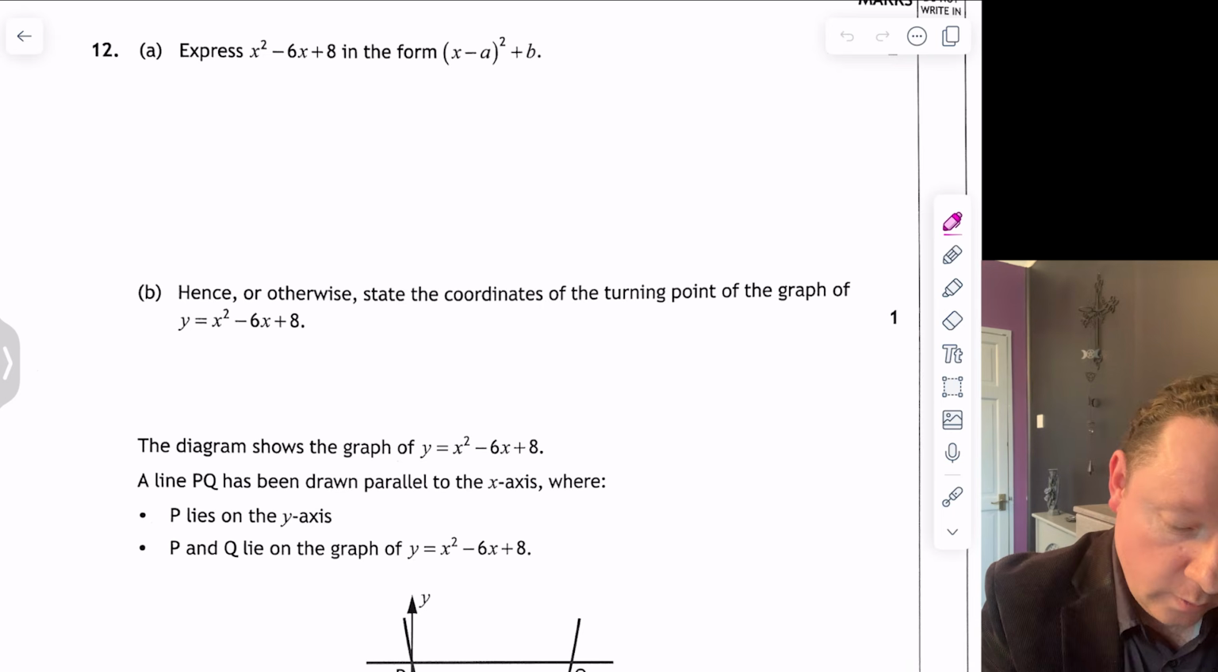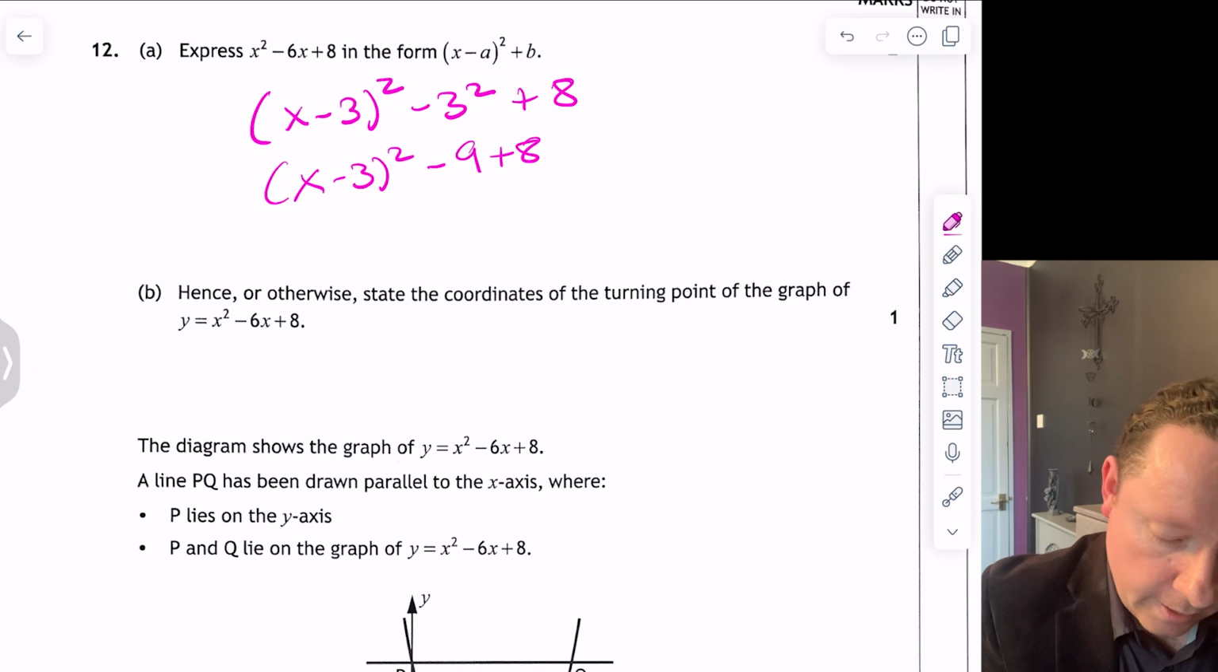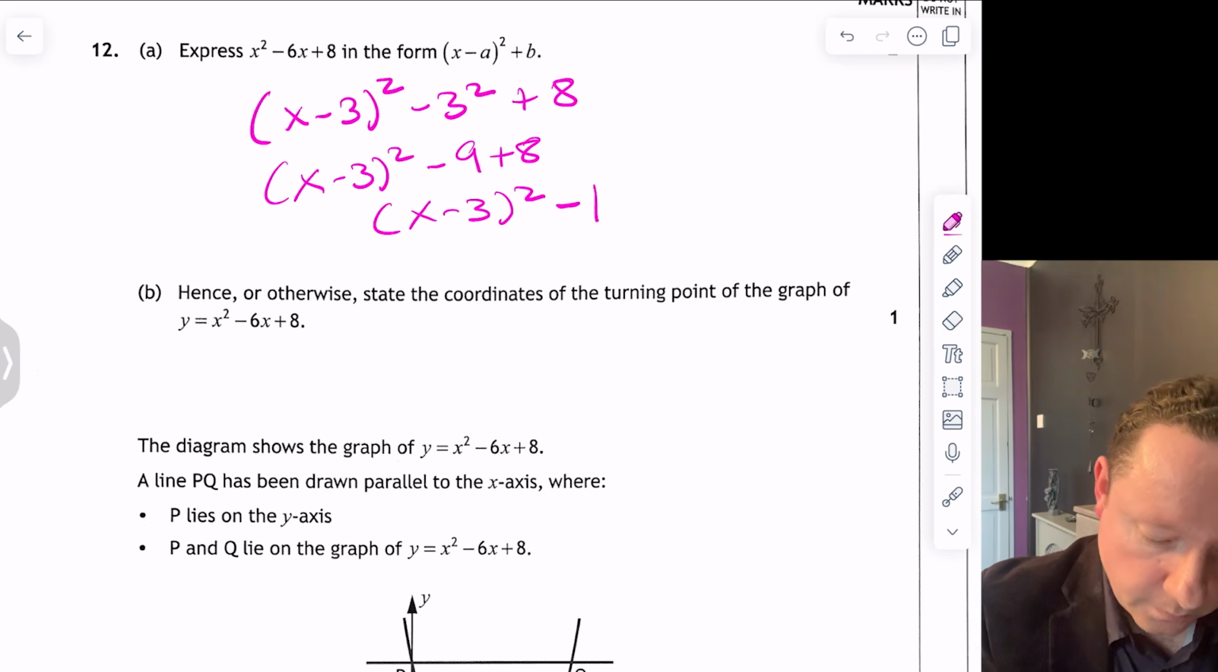So completing the square, this is called, I always half the middle term, x minus 3 squared then, and you immediately take away 3 squared. And then you've still got plus 8 on the end. So that's x minus 3 squared minus 9 plus 8. And that gives me x minus 3 all squared, and minus 9 and 8 is minus 1.